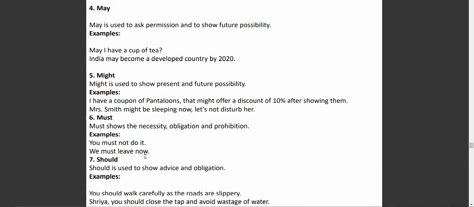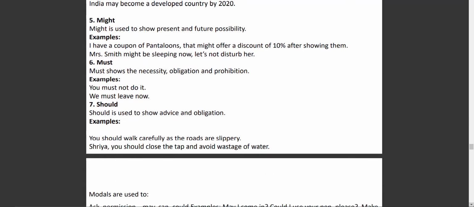Number 7, come to the should. Should is used to show advice and obligation. Examples here: You should walk carefully as the roads are slippery. Shreya, you should close the tap and avoid wastage of water.